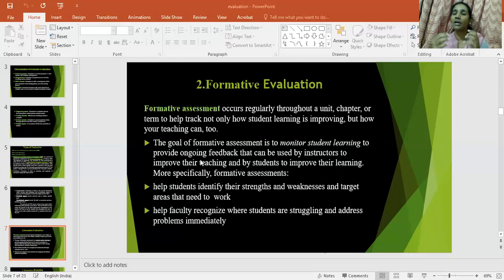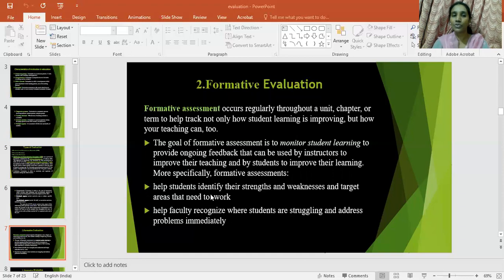Means when you are delivering a lecture, in between you are going to ask questions and you will be getting the responses from the students. Or else after completing one unit or one chapter, you will be conducting one test on that particular chapter. Whatever questions you are giving for the test, they are only from the first chapter, because you have completed the first chapter. So from the first chapter only you are asking the questions to the students. That is nothing but the formative evaluation. Means this is the ongoing process.